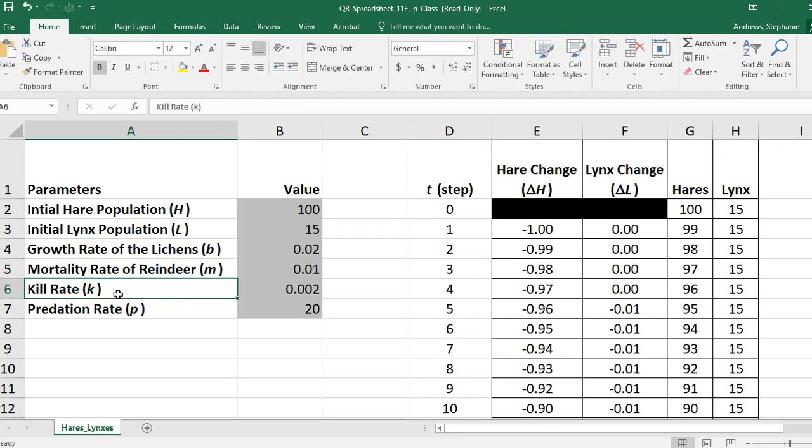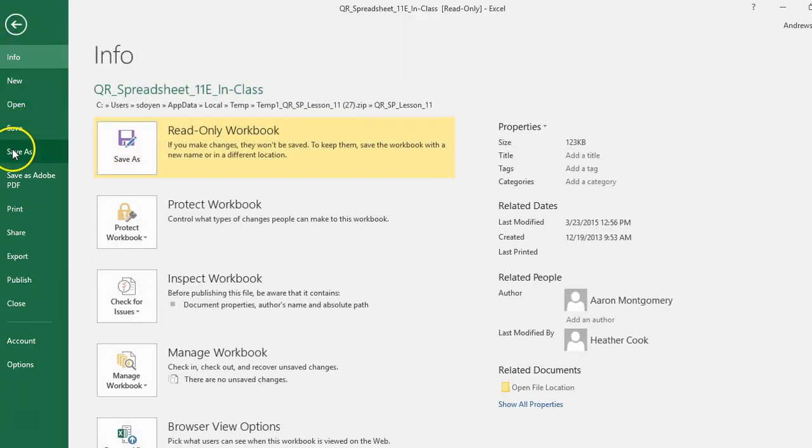And then part C asks the kill rate of the hares. The kill rate of the hares is similar to the grazing rate of the reindeer. So I'm going to save this.